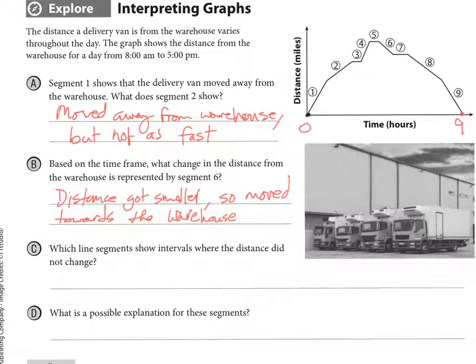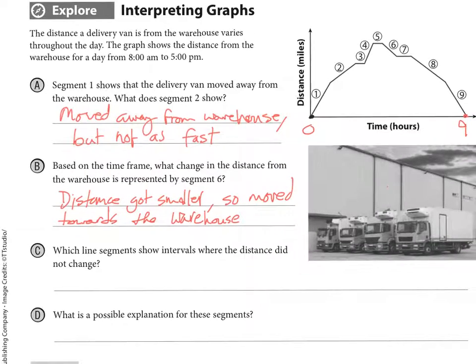So question C, which line segments show intervals where the distance did not change? What are segments in the graph where the distance from the warehouse did not change? Go ahead, Leo. 5. Which one? 5 is 1. 7. Okay, I heard somebody say 3. 5, and very good, 7. What is true about all those segments? Okay, but what about the lines? They're what? Straight. Okay, flat. Use a more technical term. They're at a constant rate. Starts with an H. They are horizontal lines, okay?